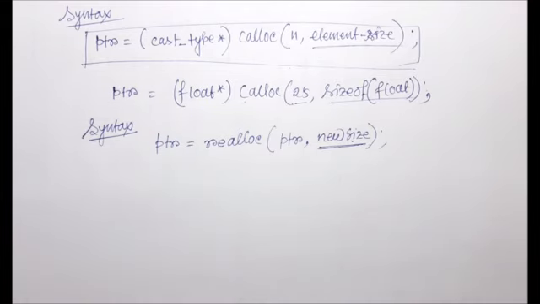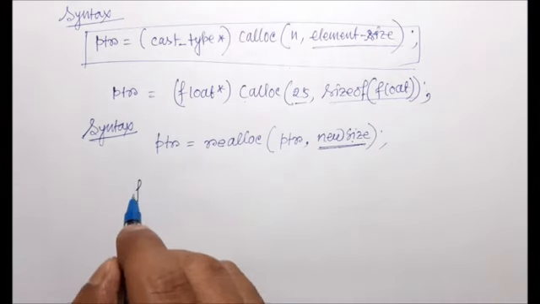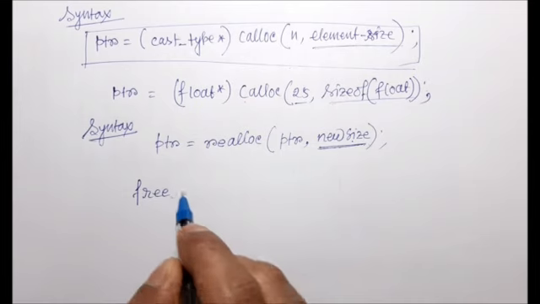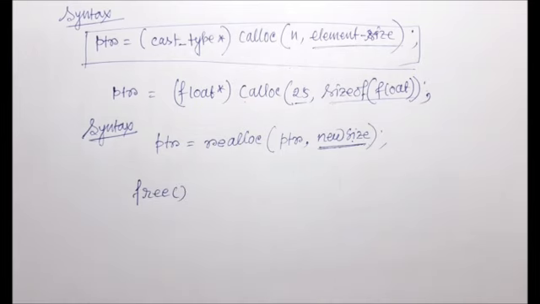Right, and we have another function that is called free. The free function is used to deallocate the memory. So, what does it mean actually? The free function is used to free a portion of storage within the heap previously allocated.